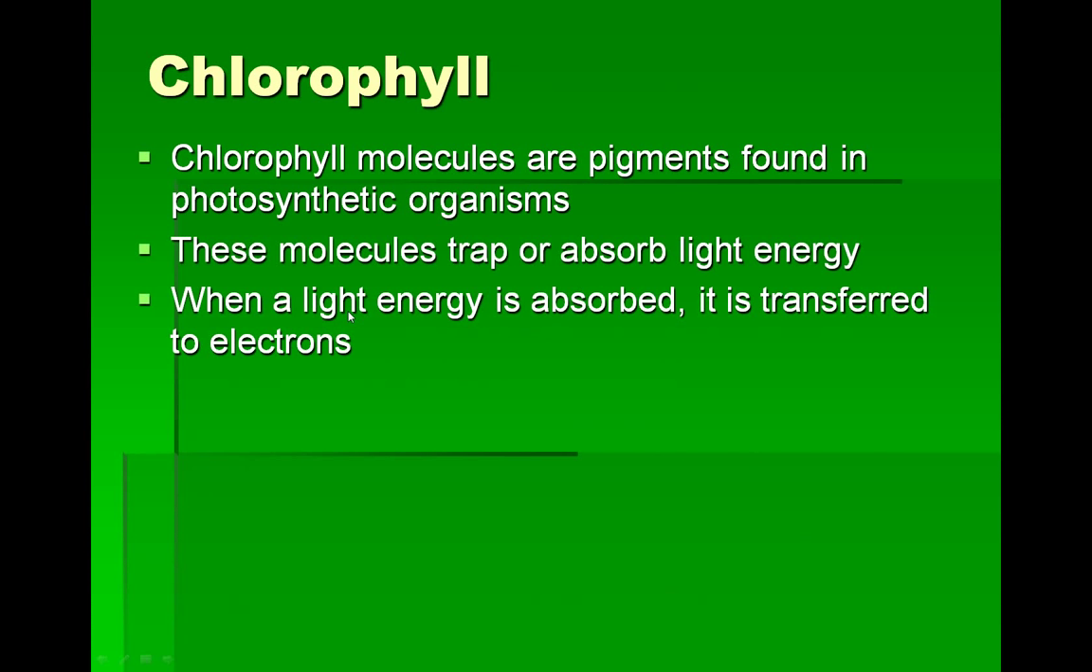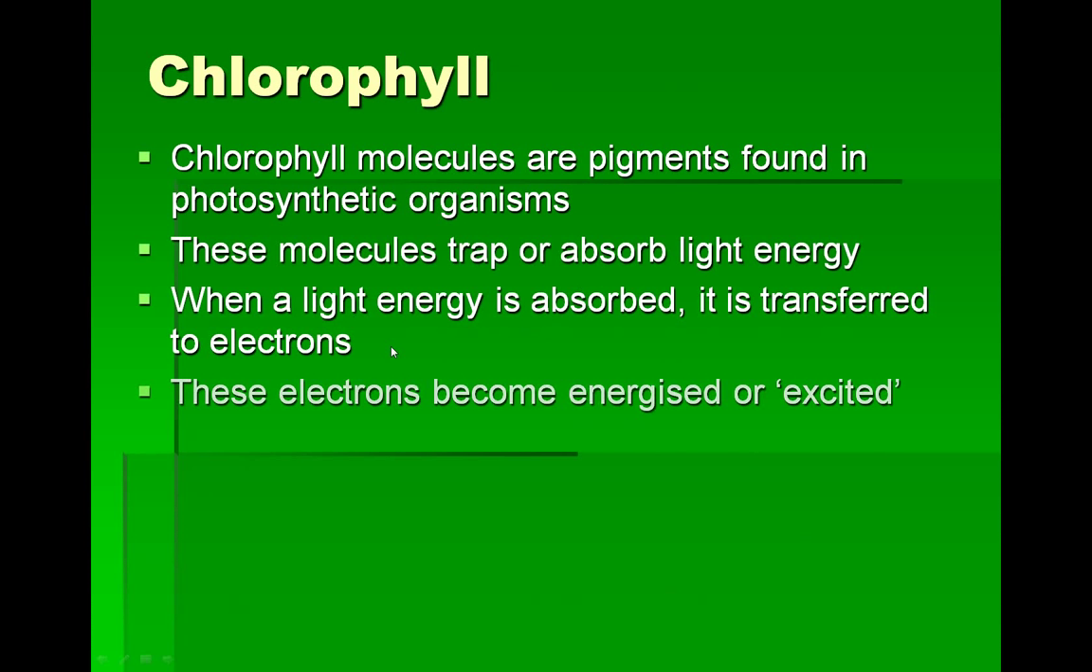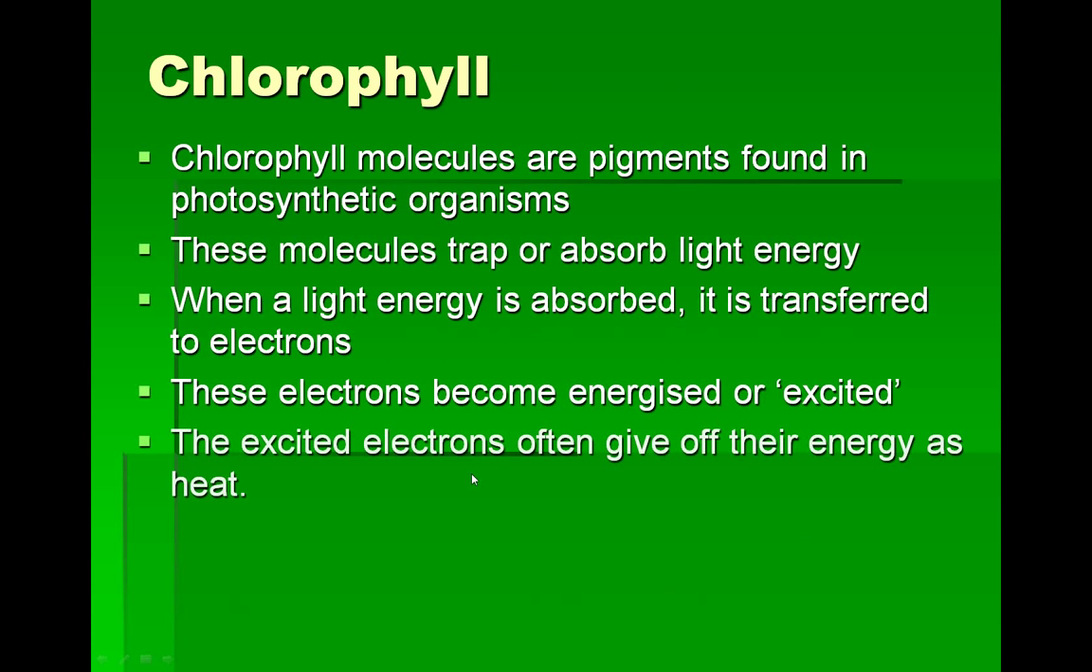So when the light energy is absorbed, it's transferred. The light energy is taken by electrons, which become what we call excited or energized electrons. And these energized electrons then are able to be passed or moved from one protein, one electron acceptor molecule, to the next. So we'll see how that works later on.